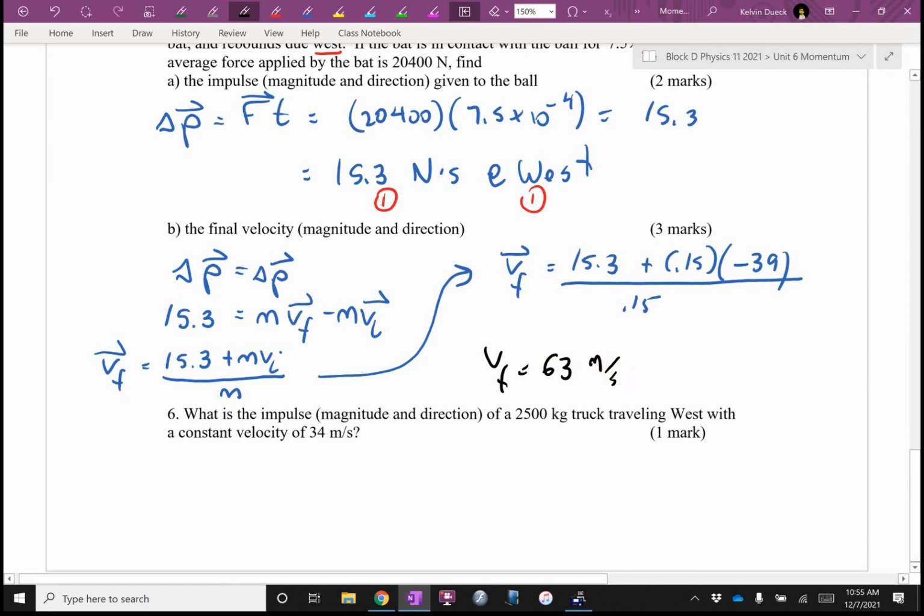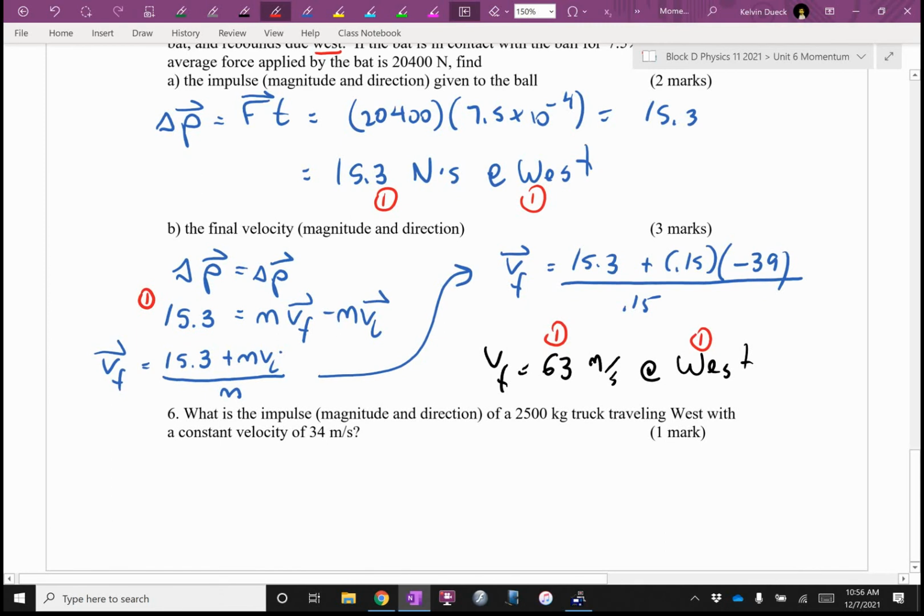So it did say magnitude and direction. Kate, which way did you let be positive? If you had let east be positive, you would have got negative 63. Negative east is definitely west. For 3 marks, I would give you 1 mark for the magnitude, 1 mark for the direction. I would give you 1 mark if I saw somewhere that you'd clued in you're going to go 15.3 equals MV final minus MV initial.